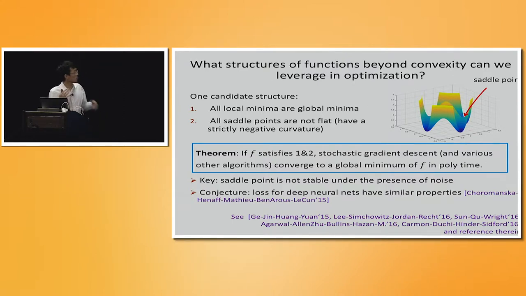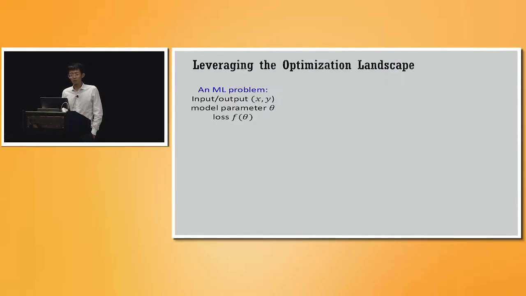All right, it sounds like this kind of structure is very strong, but in one of the papers by Choromanska et al., they conjecture that the loss function for neural networks actually has very similar properties. They use some statistical physics to justify that under various assumptions, deep nets possibly could have structures like this. So this structure is not that far from realistic. If you have some structure like this, then we can leverage the optimization landscape, the loss surface, in the framework of the optimization.